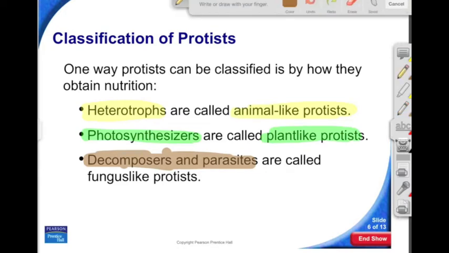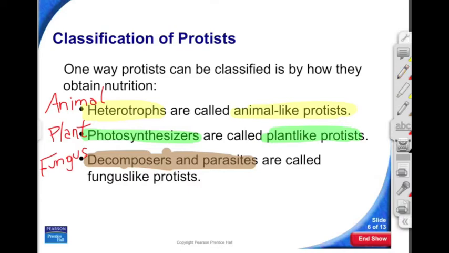What you should label on here is that you've got animal-like protists, and you've got plant-like, and you've got fungus-like. And that's how we'll go about classifying these and getting you to know them. Give you a chance to scribble that down. If you want to look at it this way, we're classifying them based on their eating pattern. We can also classify them not just based on the way that they eat, but we'll look at the way that they move. Very helpful.